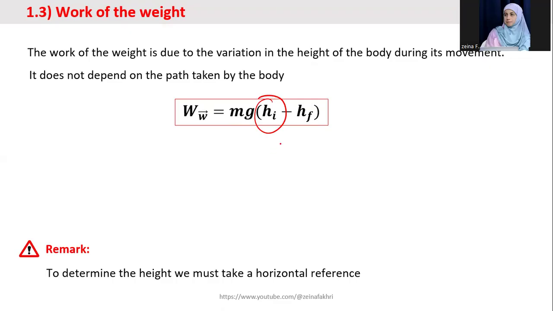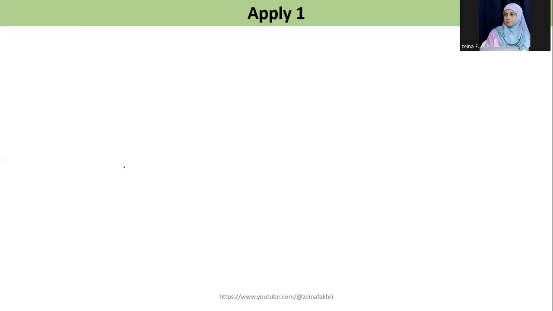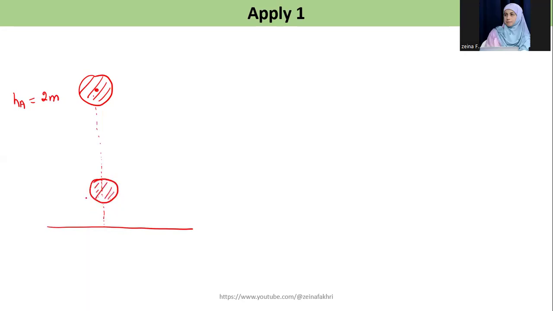So let's take now an example. Let's suppose we have a small ball that's freely falling on the ground from a certain height A, where the initial height A is equal to 2 meters. Then this ball reaches the point B, which is at a certain height. So this is the height A at point A here, and this is the point B here, such that the height B is equal to 0.5 meter.